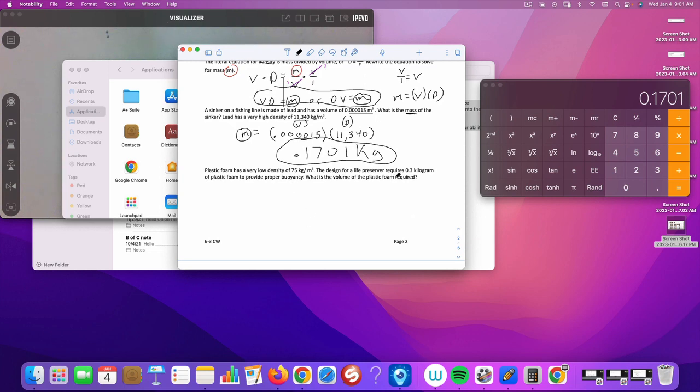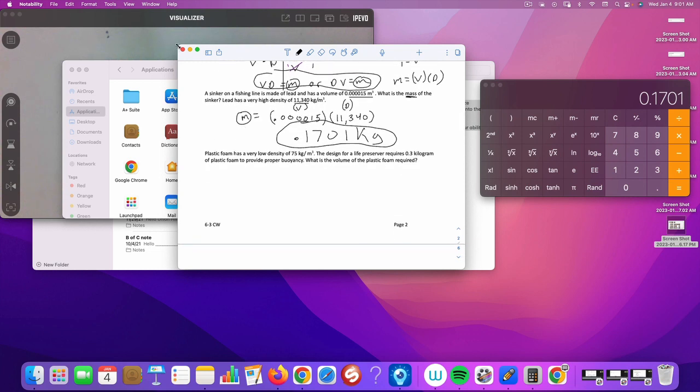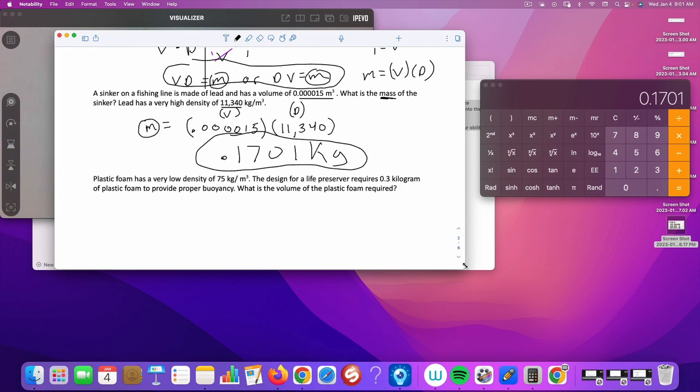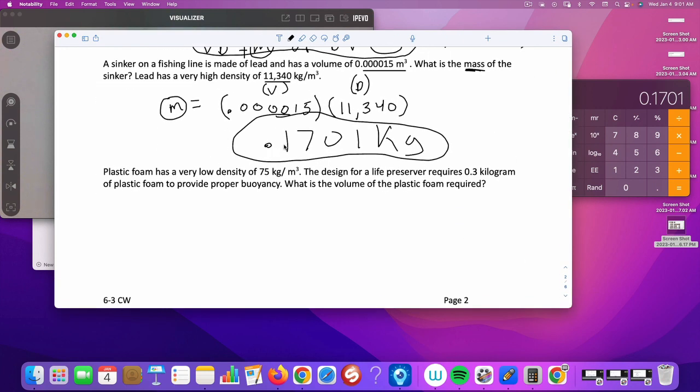The design for a life preserver is 0.3 kilograms. What's the volume of this guy? Cool. So they give us two different things now. They tell us that the density is 75. They tell us the mass is 0.3. They want to know the volume.